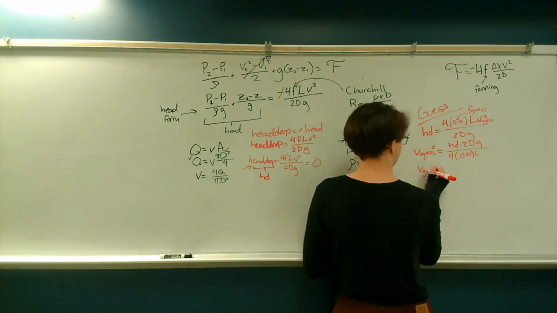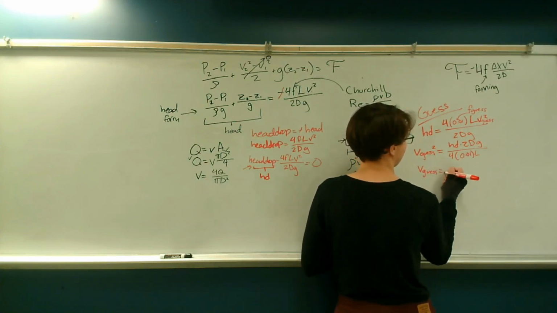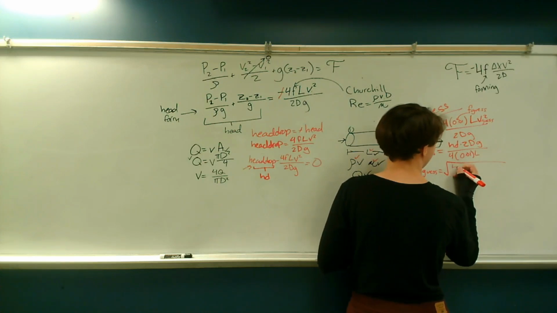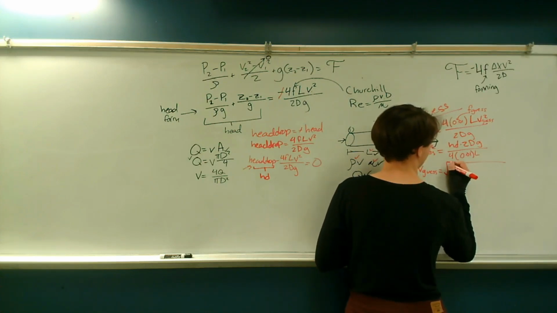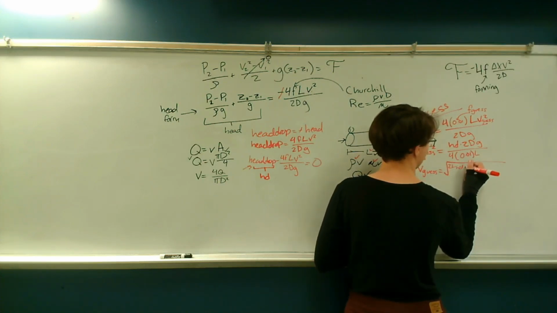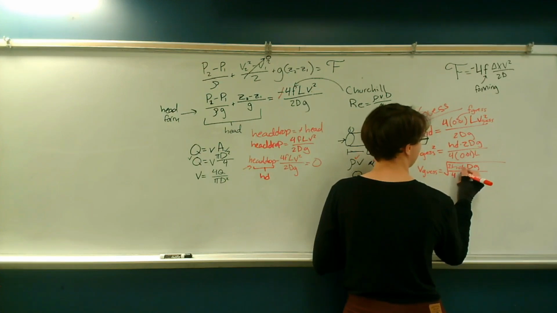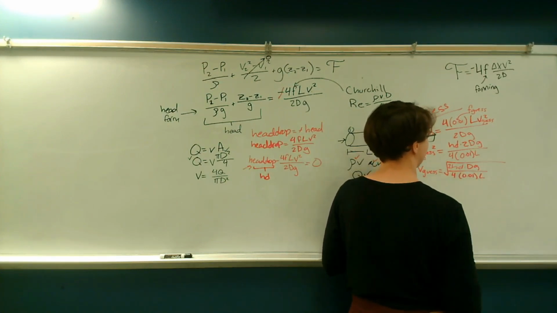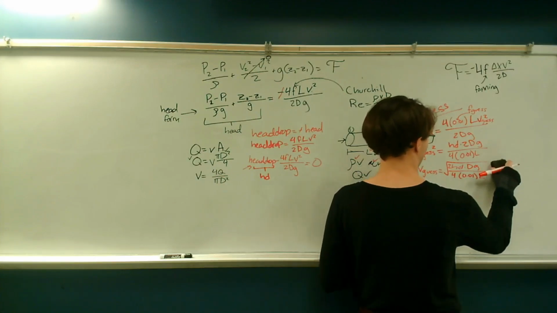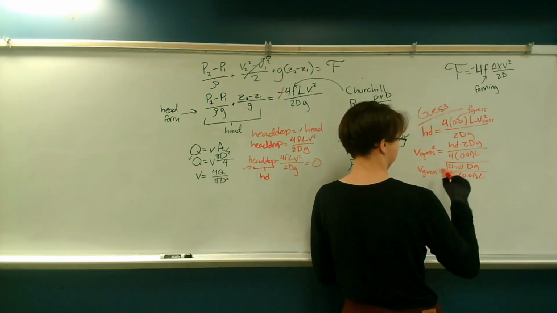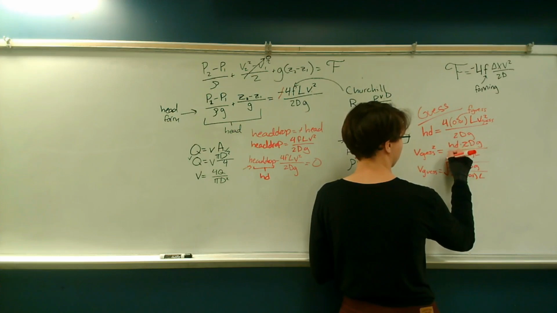So our guess velocity is equal to the square root of 2 times the head drop times diameter times acceleration due to gravity over 4 times 0.01 times L. And then we can also simplify here.